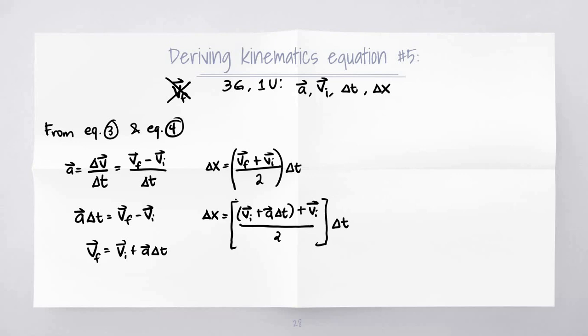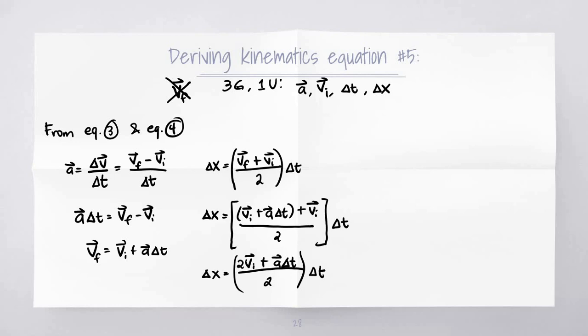Alright, so the operators present in the numerator are simply addition, right? So we can just add both initial velocities, and this will give us delta x is equal to 2 initial velocities plus acceleration times delta t all over 2 times delta t. And then we simplify.